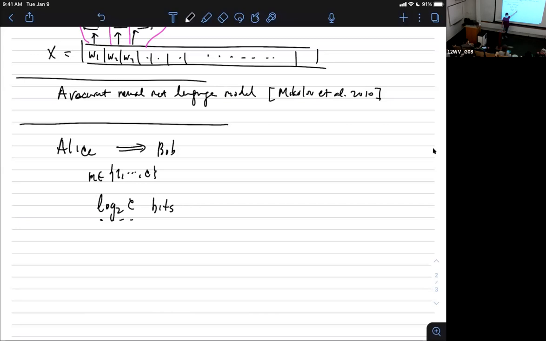There are C many words, and Alice is trying to send one word to Bob. Yes, you can get the probabilities of each word, the statistics of how likely a word is to occur, and then assign fewer bits to that one, and assign more bits to the words which occur rarely. So why is that a good strategy?